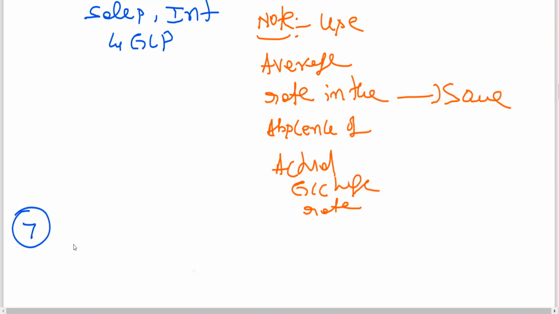Seventh point. This is important. Goods received from head office.